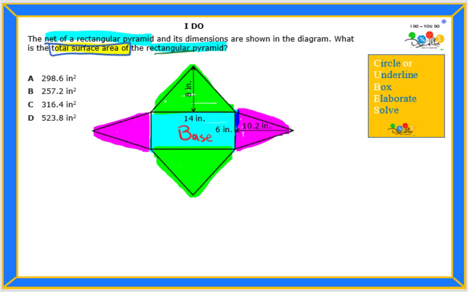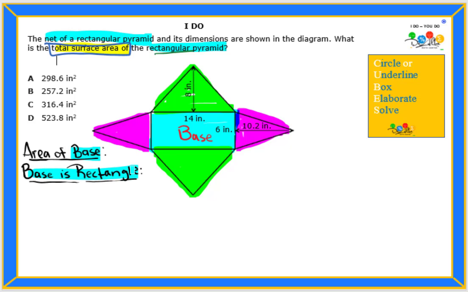So now we're going to find the area of each of the shapes. Let's start with the base. So our base is a rectangle. So we're going to use the formula for a rectangle, which is area equals base times height. So if we look at our rectangle, we have a base of 14, and we have a height of 6. So 14 times 6 is 84, and our units are in inches, so squared inches.